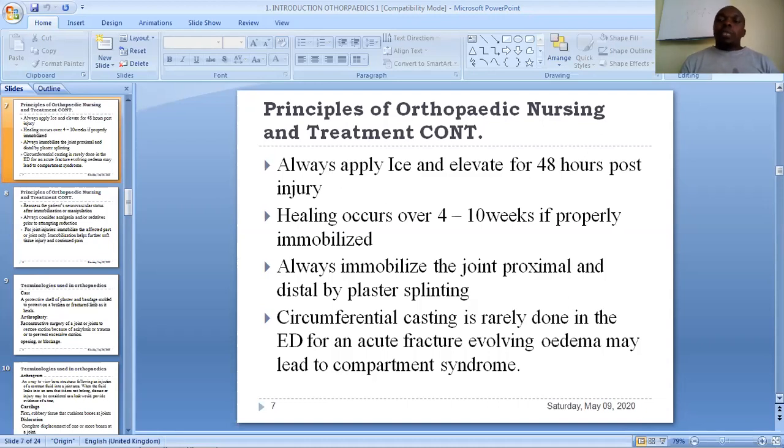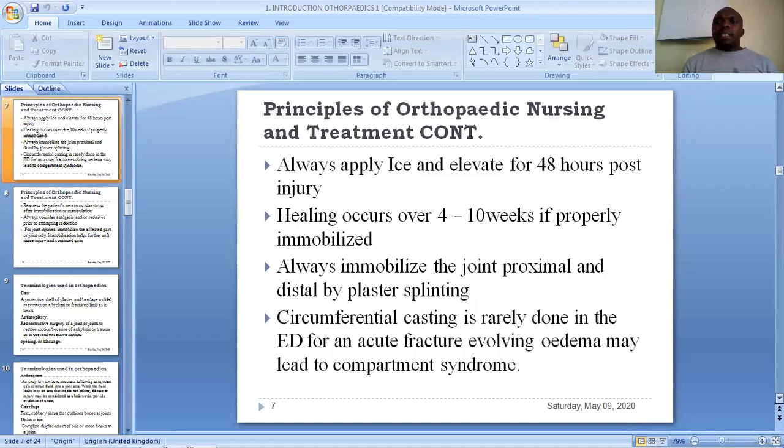So we're still talking about immobilization of the affected limb. Apply a splint to immobilize it. That will help in the healing process. Then circumferential casting is rarely done in the ED for acute fracture involving edema, which may lead to compartment syndrome.